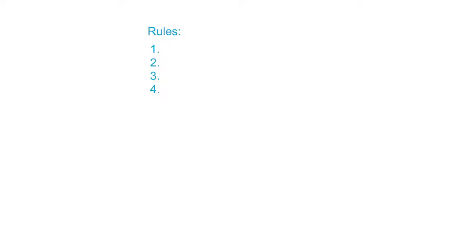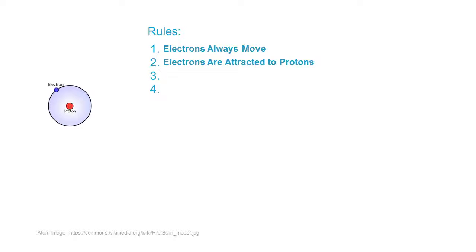In order to understand how the electrons move around the nucleus, we're going to start with a couple of rules. The first rule is that unless you're at absolute zero temperature, electrons always move. And the second rule is that electrons are attracted to the protons in the nucleus. Okay, so we'll start off here with a little picture, and this picture is of a very simple atom. It only has one proton and one electron.